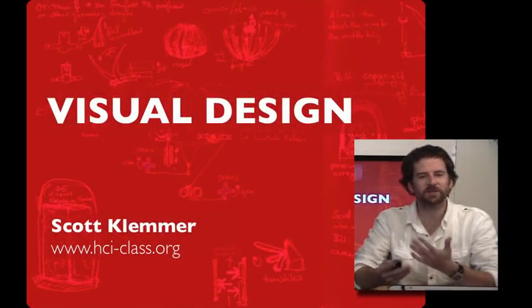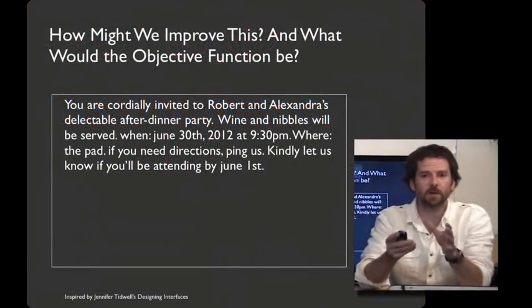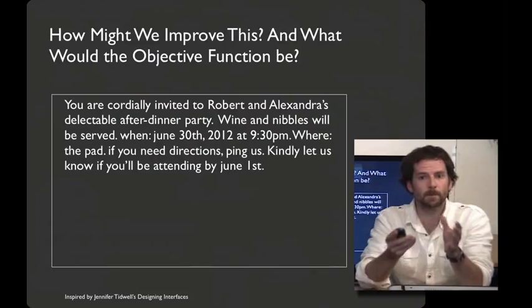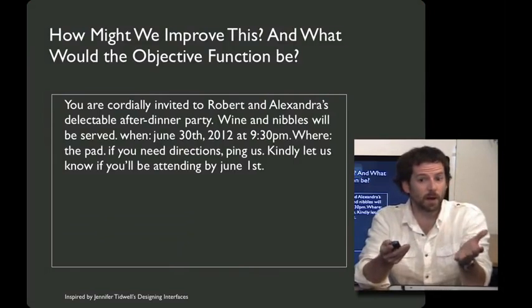Over the next several lectures, I'd like to introduce you to graphic design and a set of strategies for helping you communicate more effectively visually. To start out with, let's look at this example here of some undifferentiated text. What might we be able to do typographically to improve this, and how would we decide whether we did well?